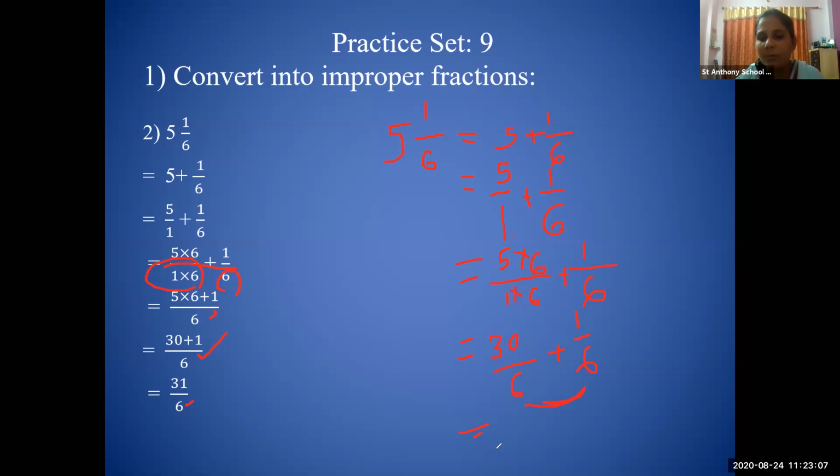So denominators are same. Now, if the denominators are same, what am I going to do? I will write here 6 as it is, and the numerators will be added. Means what? 30 gets added with what? 1. 30 gets added with 1. Now 30 plus 1 is nothing but 31 upon what? 6. So our answer will be 31 upon 6.